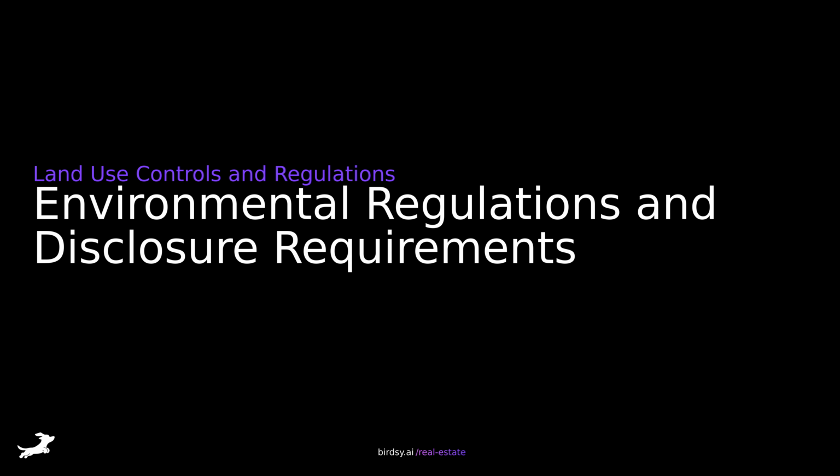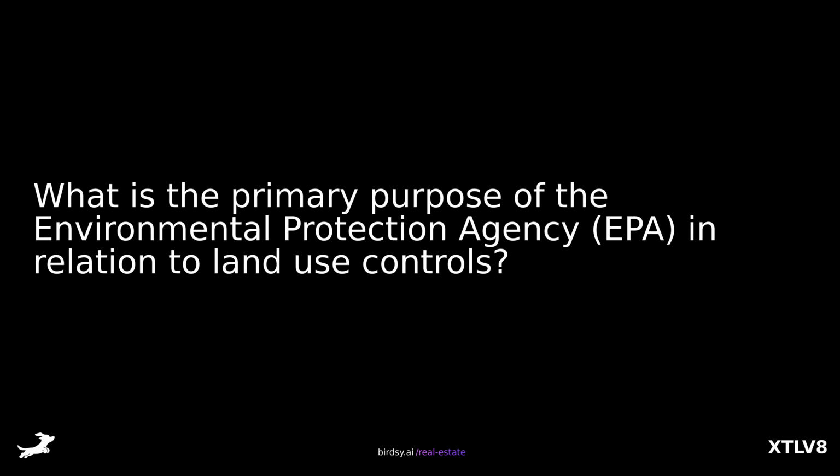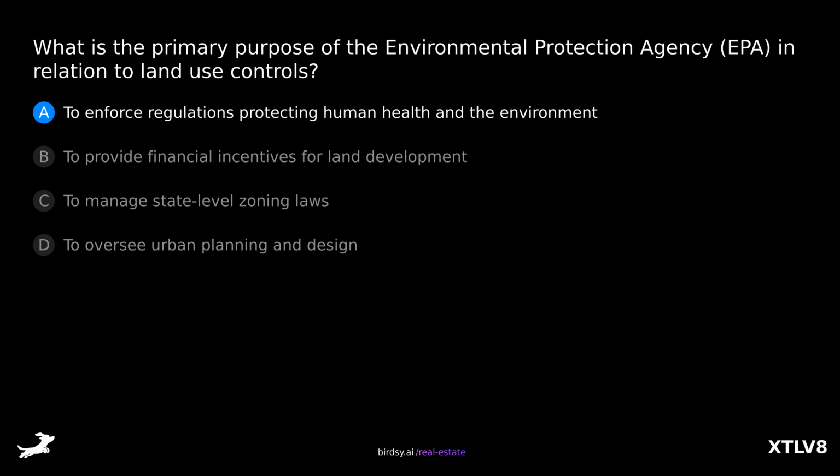Environmental regulations and disclosure requirements. What is the primary purpose of the Environmental Protection Agency in relation to land use controls? Is it A, to enforce regulations protecting human health and the environment, B, to provide financial incentives for land development, C, to manage state-level zoning laws, or D, to oversee urban planning and design?